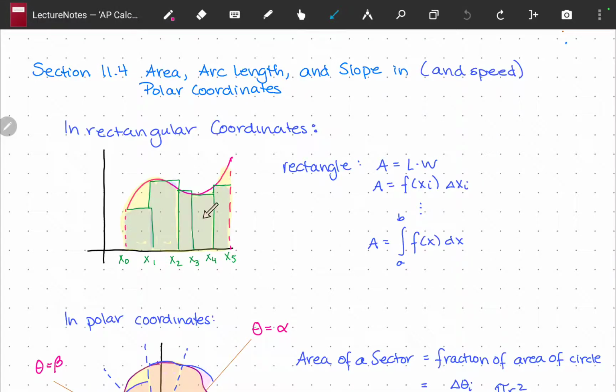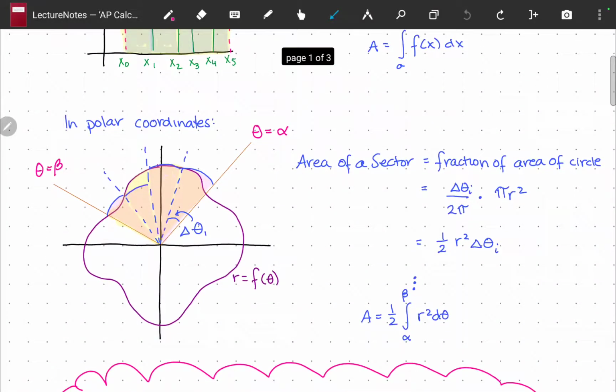But if we put an infinite number of them to get the actual area and add them all up, that turns into a definite integral. So our f of x sub i turns into f of x, our delta x sub i turns into dx, and voila, we have the actual area under the curve. So we do something similar with polar coordinates, but rather than looking at area under the curve, in polar coordinates we actually look at area inside the curve, radiating from the origin and between two rays.